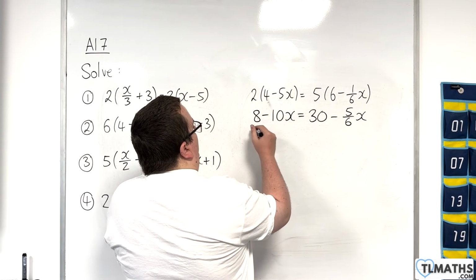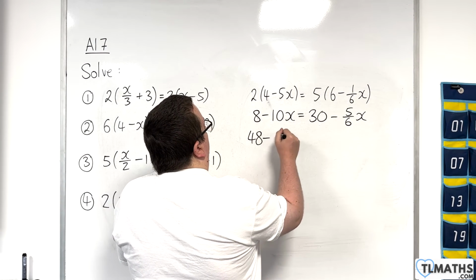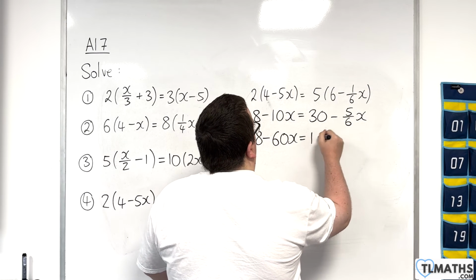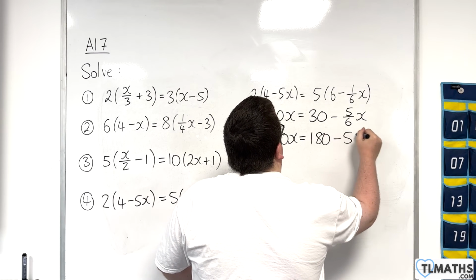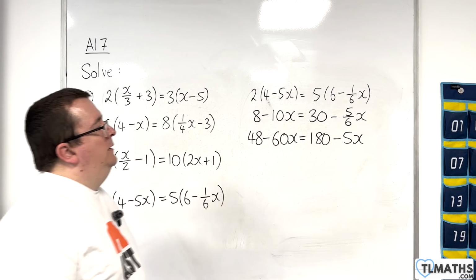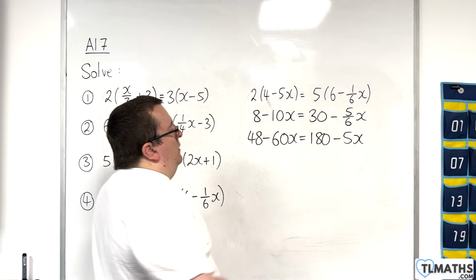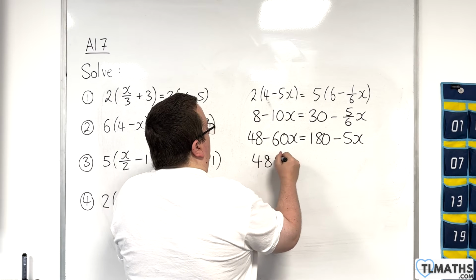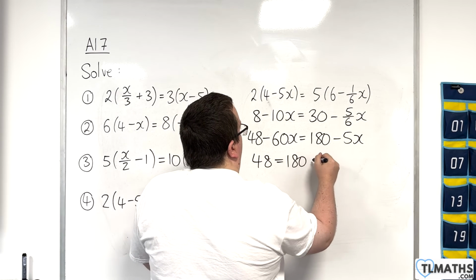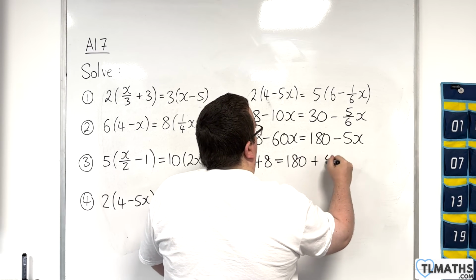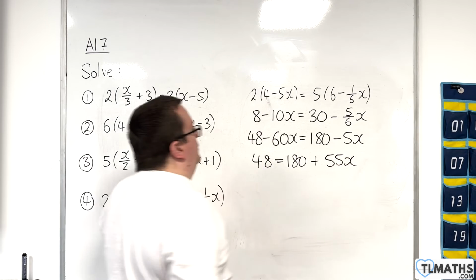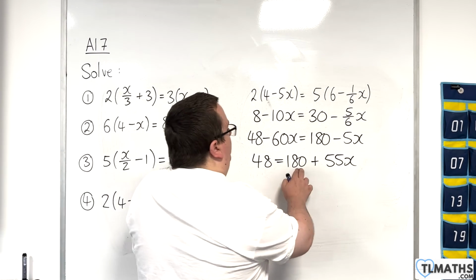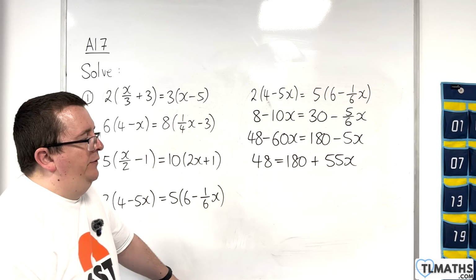So 6 lots of 8 is 48. Take away 60x is equal to 30 times 6 is 180. Take away 5x. Okay, so if we add the 60x to both sides, 48 is equal to 180 plus 55x. Okay, now we need to subtract 180 from both sides.